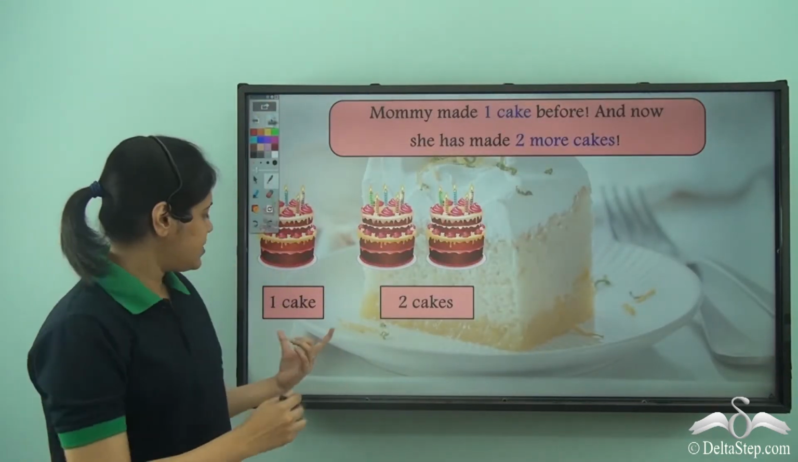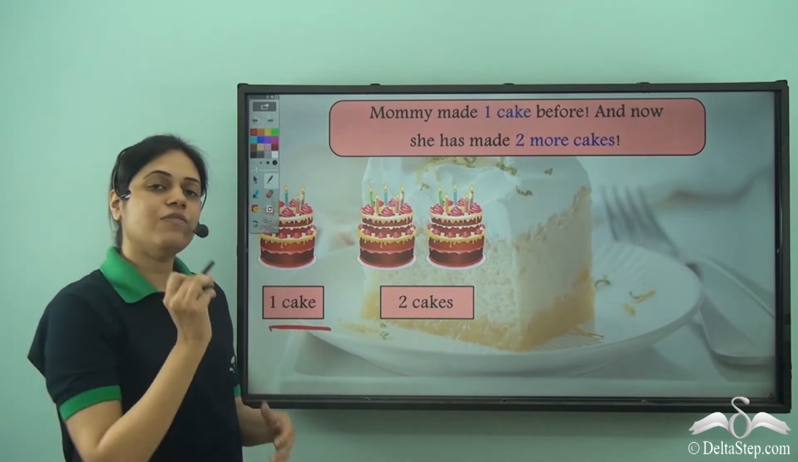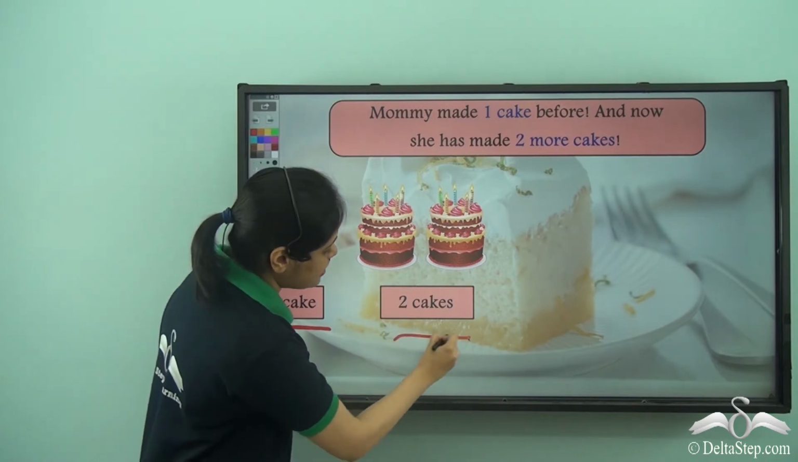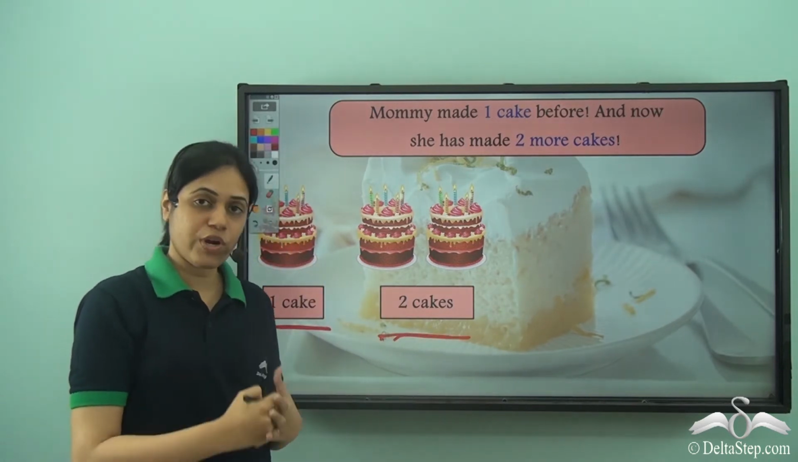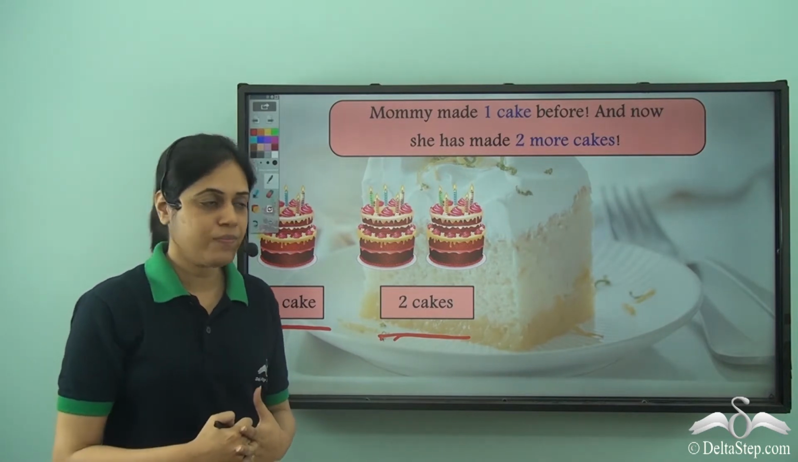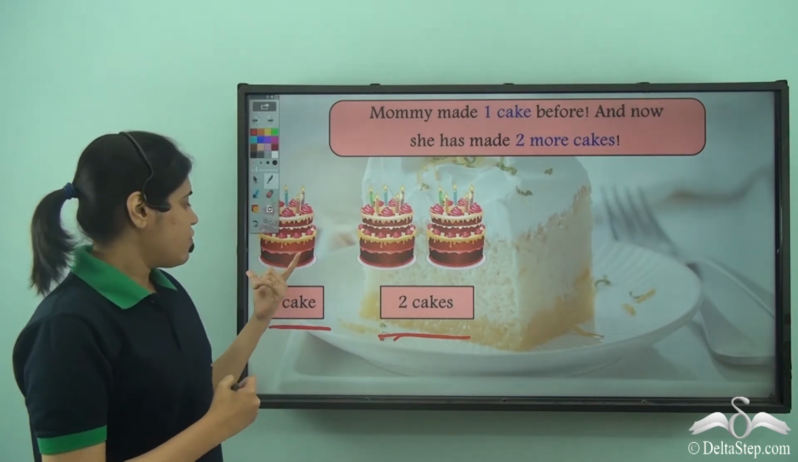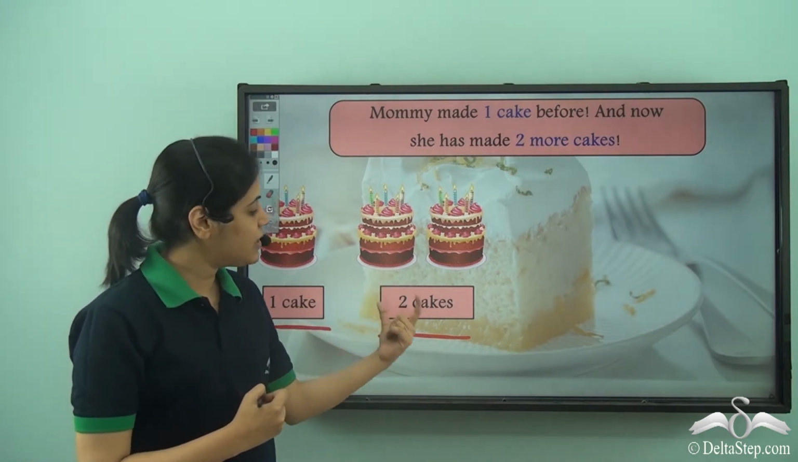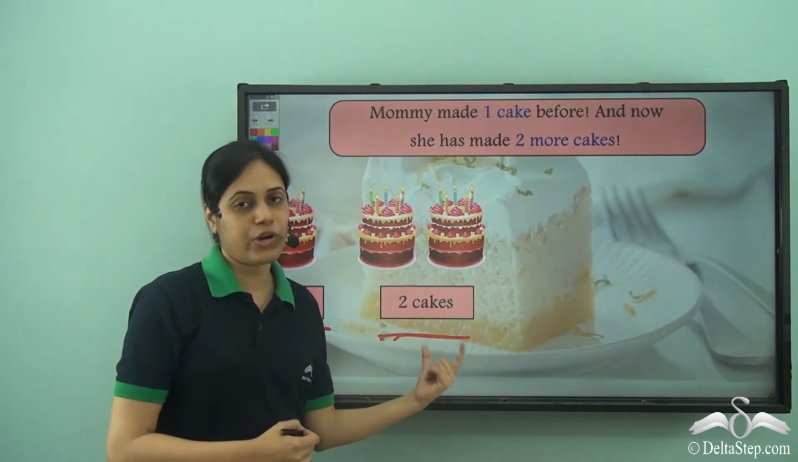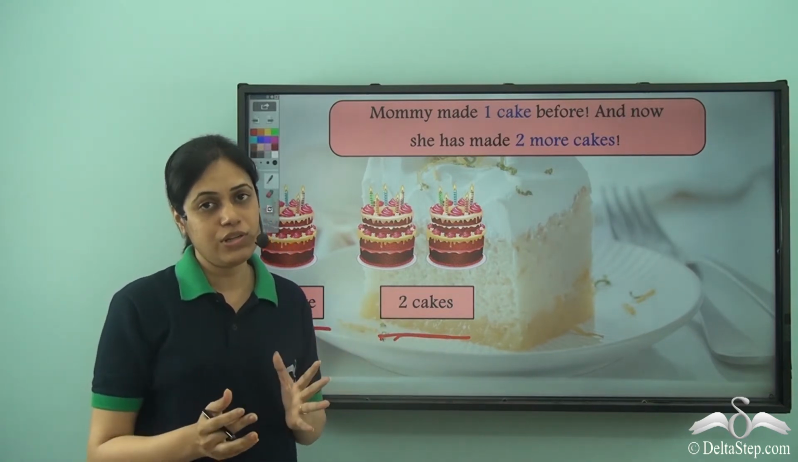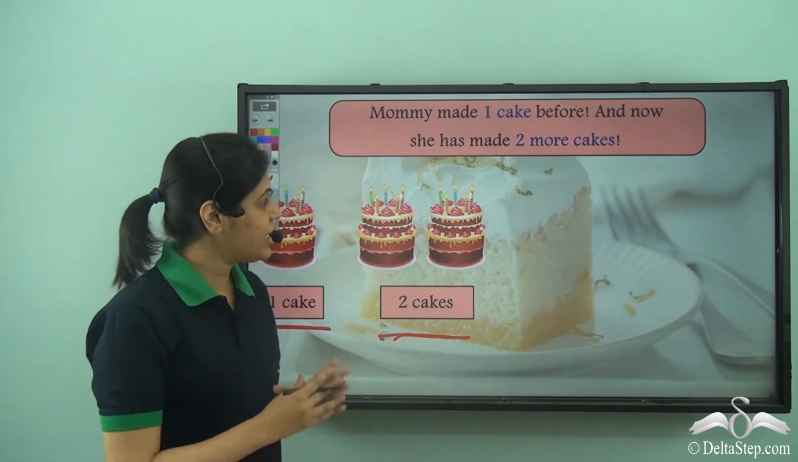So here, this was the one cake which the mother had initially made, and these are two more cakes which she had made on request of the baby duck. So now, first there was one cake, then the mother duck made two more cakes. So how many cakes are there now in total? Can you tell me how many cakes are there?